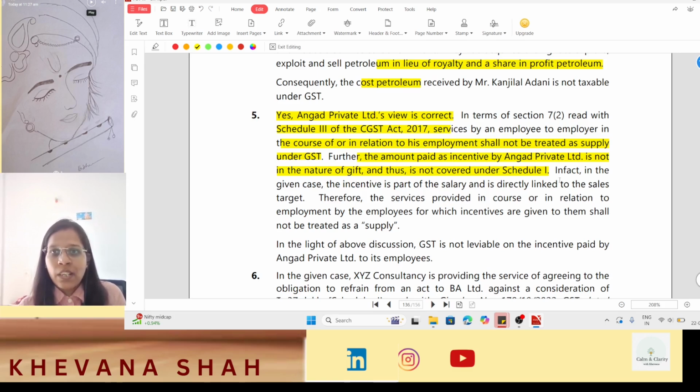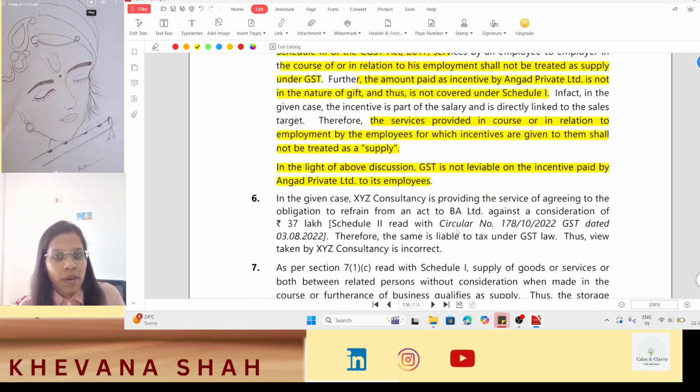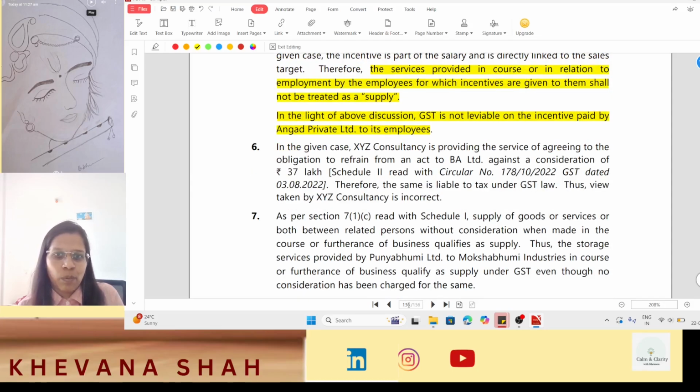In fact, in the given case, the incentive is part of the salary, and it is directly linked to your sales target. So the services provided in the course of or in relation to employment by the employees, for which incentives are given to them, shall not be treated as supply. Because of this, GST is not leviable on the incentive paid by Angat Private Limited to its employees.